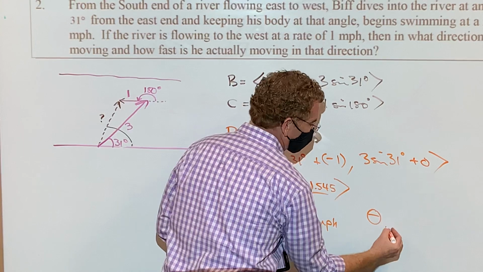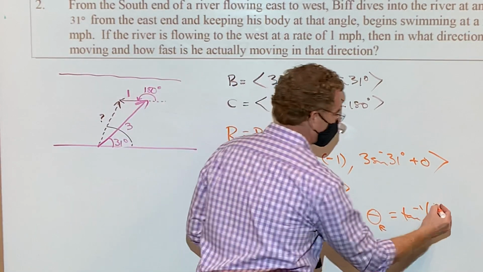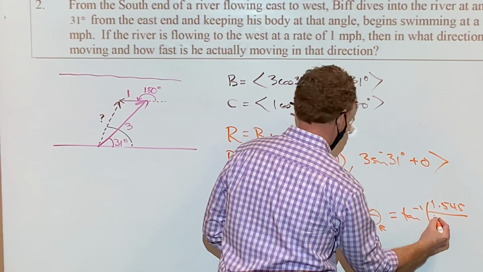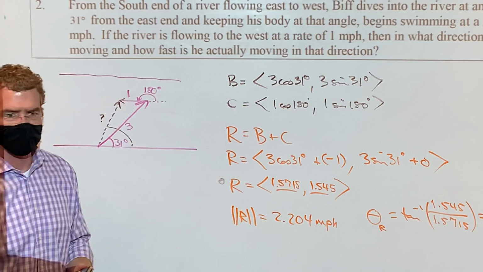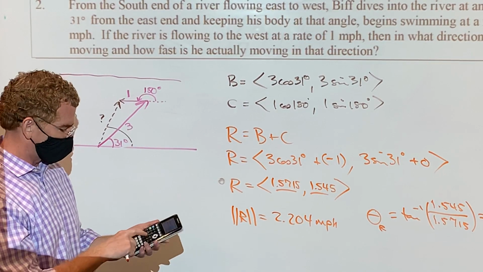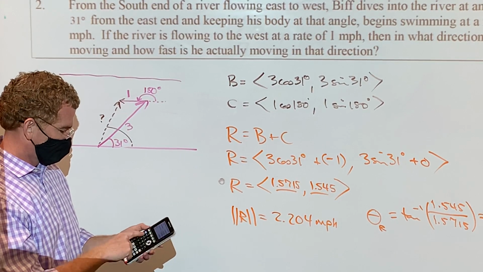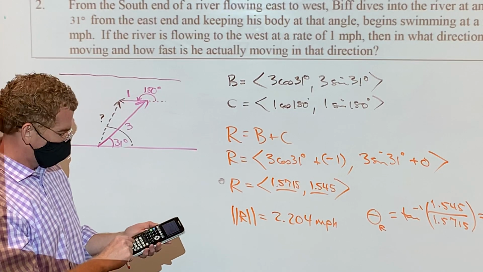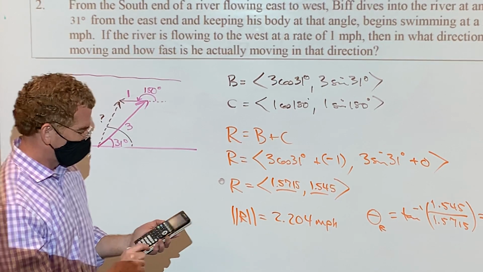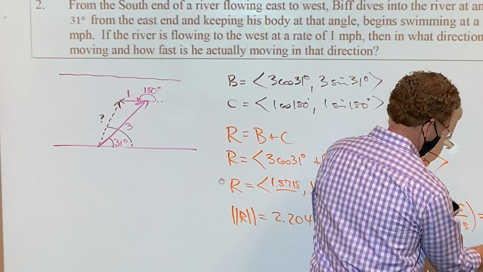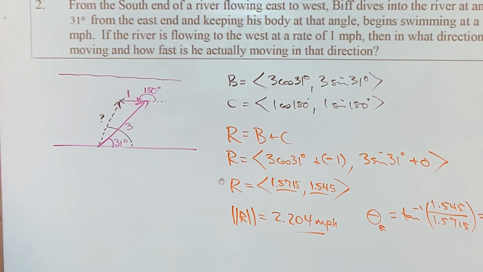And then how do I do the direction angle? Inverse tan of y over x, 1.545 over 1.5715. And I don't have to add 180 because it's not negative in the x coordinate, and that's going to give me something pretty close to 45 degrees, I'm guessing. So I'm going to take that 1.545 and that 1.5715 and 44.51-ish. We'll call it that. Track with me? Okay, that's the idea.